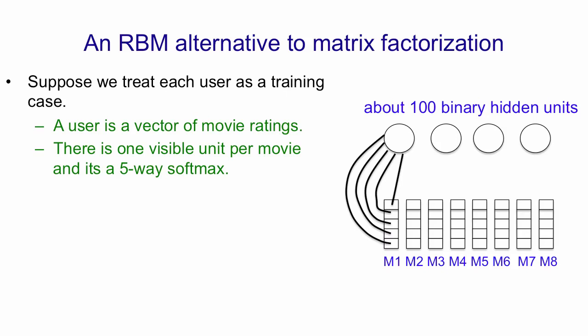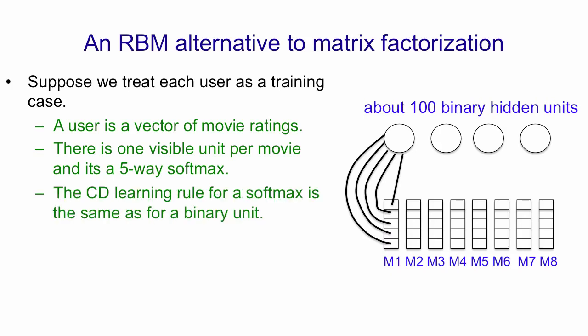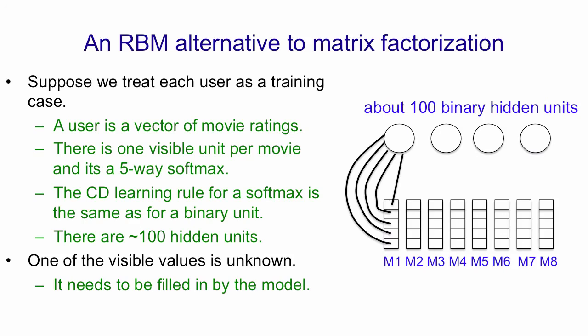And then we had about 100 binary hidden units. And each hidden unit is connected to all 5 values of the softmax. It also has a bias. And so you can see the number of parameters we'll have is large. The CD learning rule for a softmax, incidentally, is exactly the same as for a binary unit. And like I said, we've got about 100 hidden units. And what we're going to do is learn a model and then try and fill in one of the missing values using the model.